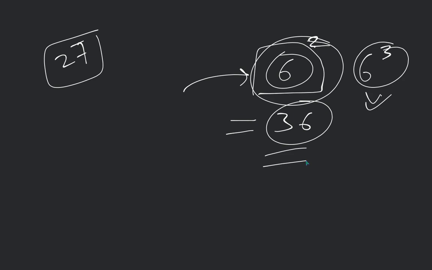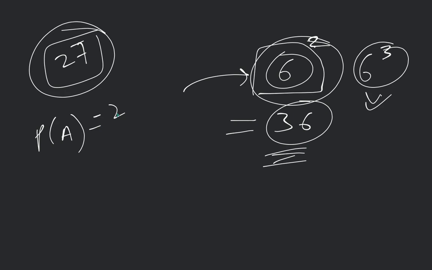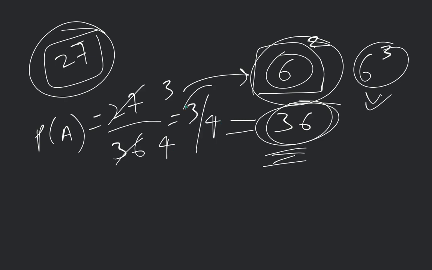So there will be 36. Our favorable outcome is 27. So the probability of event A will be 27 favorable upon the total number of outcomes, that is 36. Now we will cancel it: 9 threes are 27, 9 fours are 36. Our answer will be 3 by 4. The probability of event A will be 3 by 4.